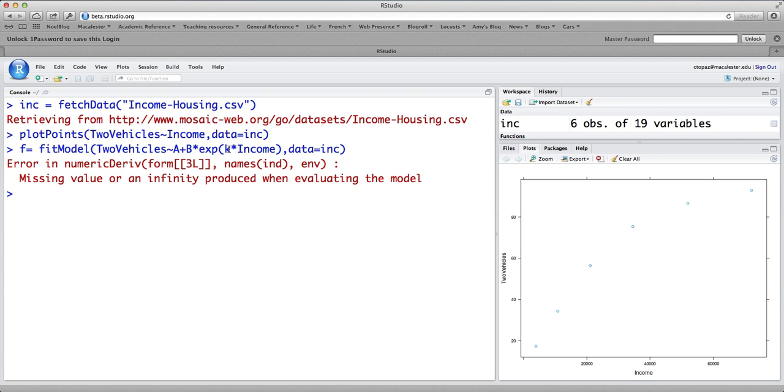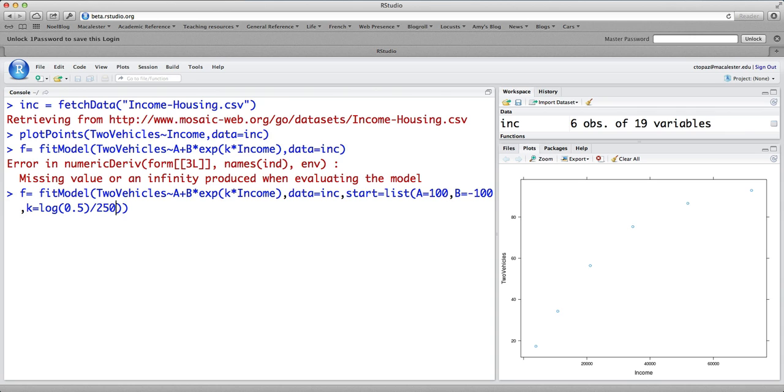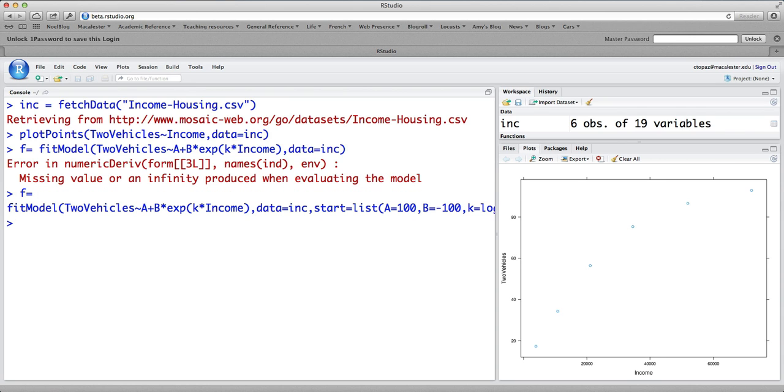The help we're going to give it is our guesses. So I'm going to run this same command again, but I'm going to add something. I'm going to add start equals list of some stuff, and the stuff is our guesses. A equals 100, B equals minus 100, K equals the natural log of 0.5 divided by 25,000. That worked. If I look inside and ask what are the coefficients of F, we can see their values here. And they're not too far off from what we guessed, but they're more exact.